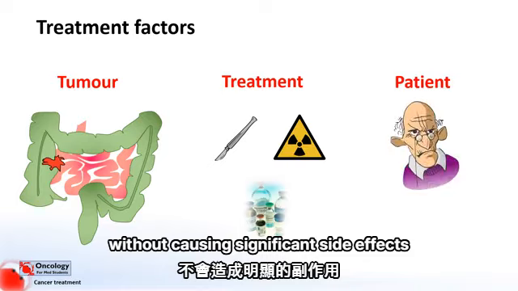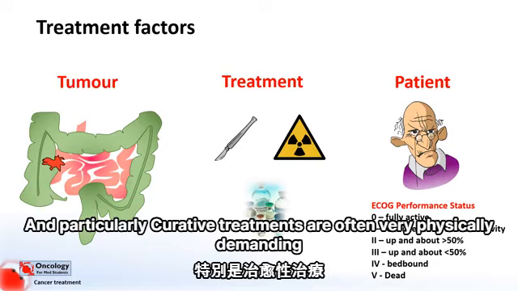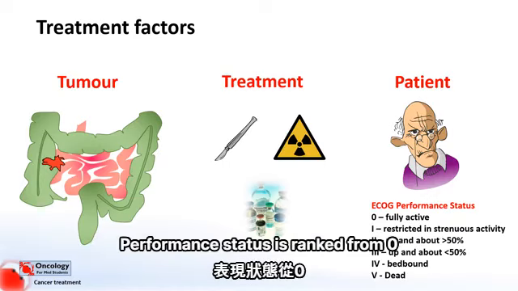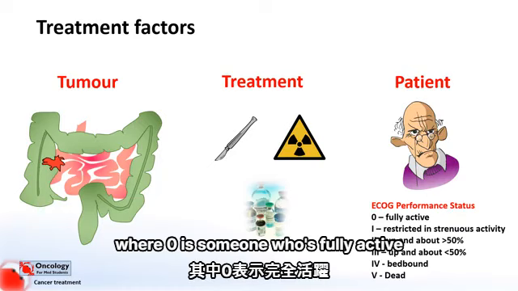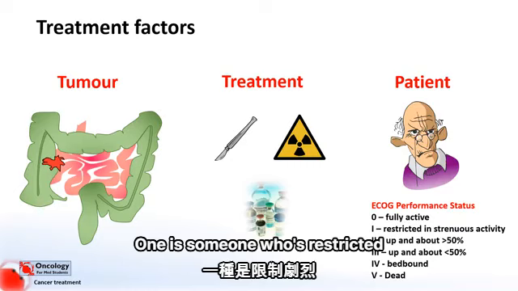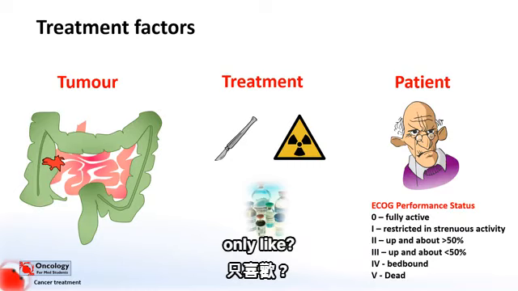Often oncologists will use something called the ECOG performance status as a guide to see how fit a patient is. Cancer treatments in general, and particularly curative treatments, are often very physically demanding. If someone's already very unfit, these are often likely to only make their overall physical condition significantly worse. Performance status is ranked from 0 to 5, where 0 is someone who's fully active with no restrictions at all. 1 is someone who's restricted in strenuous activity only, like brisk walking, climbing stairs, that kind of thing.